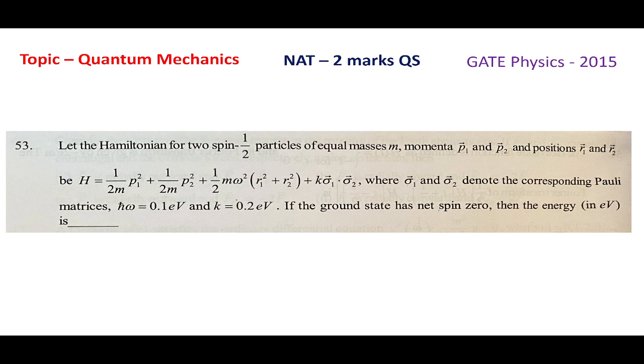The second potential is the harmonic oscillator potential here. You can easily identify this, right? Half m omega square r square. So that's correct. So the third part will be the spin part.